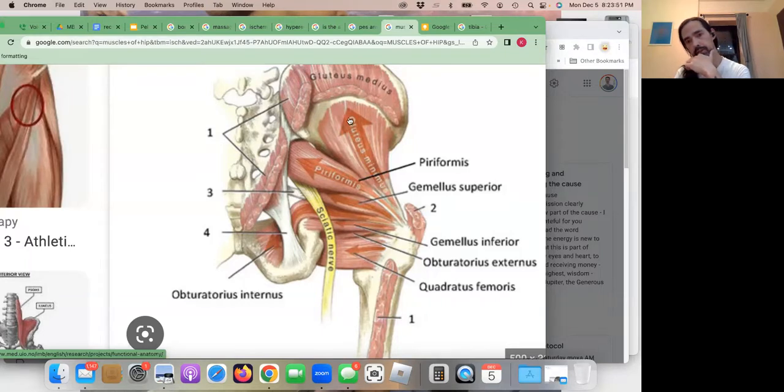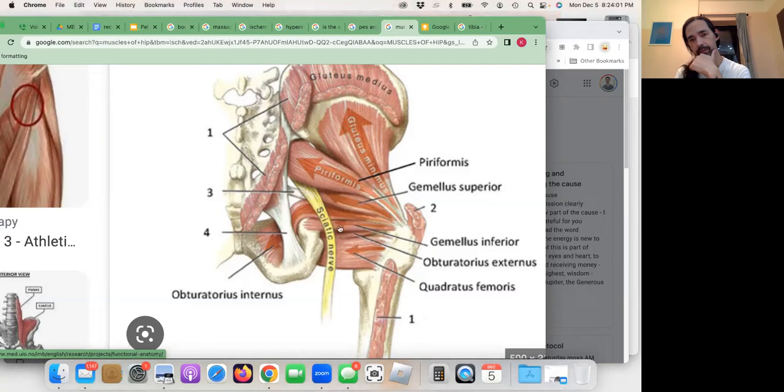Okay, gluteus minimus, piriformis below that, the gemellus superior on top, gemellus inferior, and then there's one between them. That's the obturator internus, and that's the obturator externus, quadratus femoris. Gemellus superior, obturator internus, gemellus inferior, obturator externus. Okay, how are we going to remember these? The gemellus and the obturators, they come in pairs. It's the gemellus first, and then the obturator.